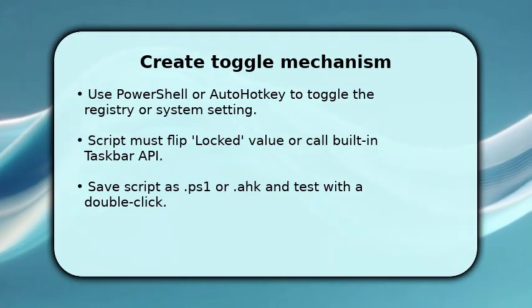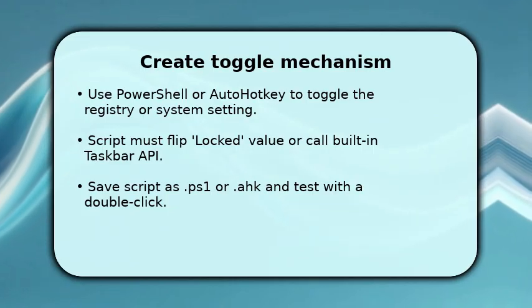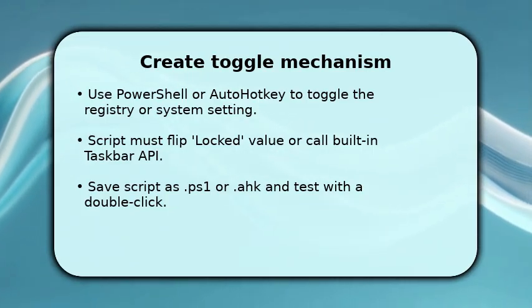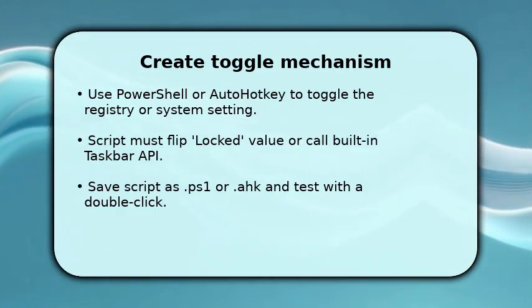Use PowerShell to modify the registry key that controls locking, or write an AutoHotkey toggle that sends the proper API call. Explain why. Scripts ensure repeatable, single-key control and avoid manual menus.